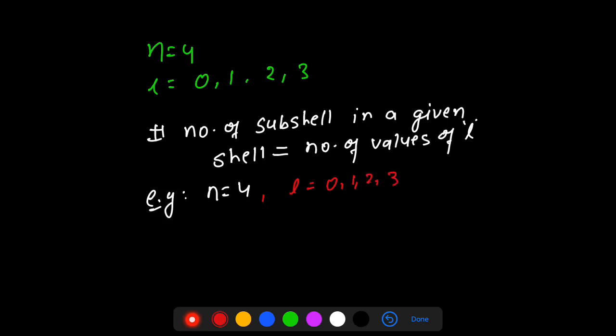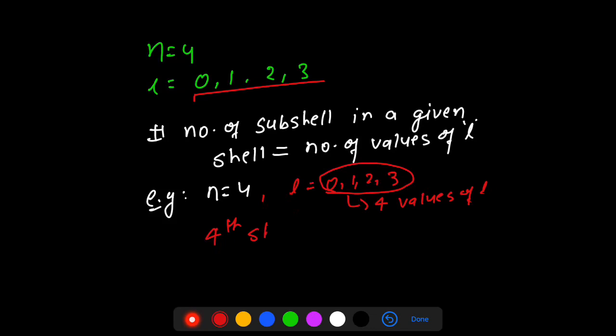For example, in the fourth shell, the value of L will be 0, 1, 2 and 3, 0 to n minus 1, right? How many values of L do we have? Do we have 4 values of L? So we will say that the fourth shell has 4 subshells. The fourth shell will have 4 subshells.